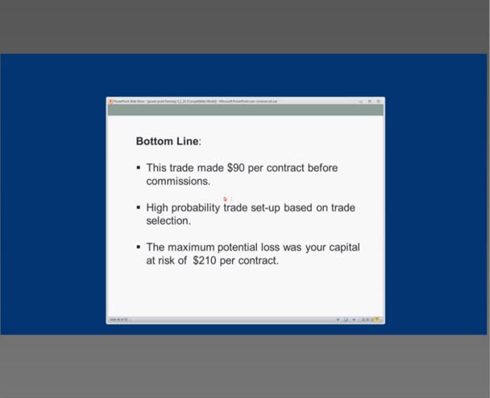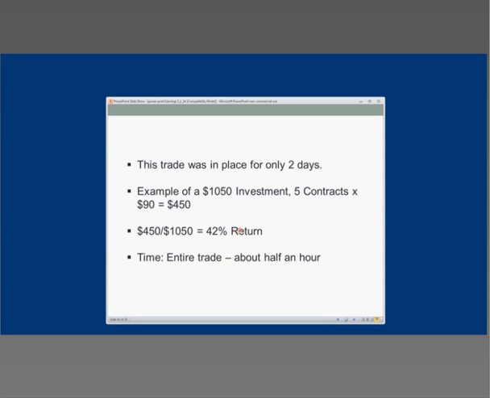Now, this particular trade made that $90 per contract before commission. And the way I set it up, it was a high probability trade setup based on the selection process and the structure of the trade. So also the maximum loss was defined, and it was $210. So I know my loss, I know my profit, I'm set there with my parameters and my control of my risk.